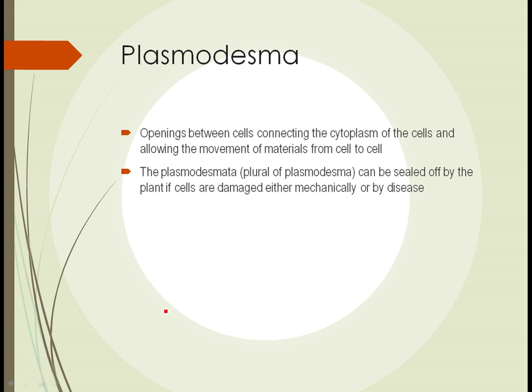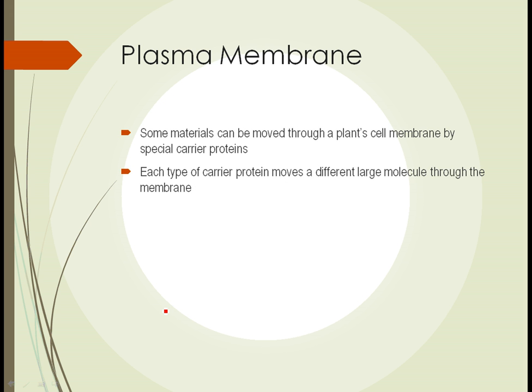Plasmodesmata, this is plural, can be sealed off by a plant cell if the cell is damaged, either mechanically or by disease, mechanically being something chewing on it or a person coming along with hedge shears or something and cutting a cell in half. If the cells didn't have a way to close that opening, then the cytoplasm from the adjacent cells would all leak out and the cells would die and eventually the plant would die. So the plants do have a mechanism for closing that off.